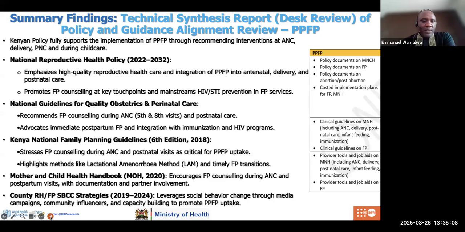You can see some of the documents reviewed: the National RH Policy, the National Guidelines for Quality Obstetric and Perinatal Care, the National Family Planning Guidelines, 6th edition, with quite specific recommendations, and the handbook, which mothers use quite regularly. These are national level documents, but there was also a review of county level, which is more sub-national level, documents that also showed alignment in terms of recommendations for PPFP for all mothers. So there were no policy barriers directly identified at this level.